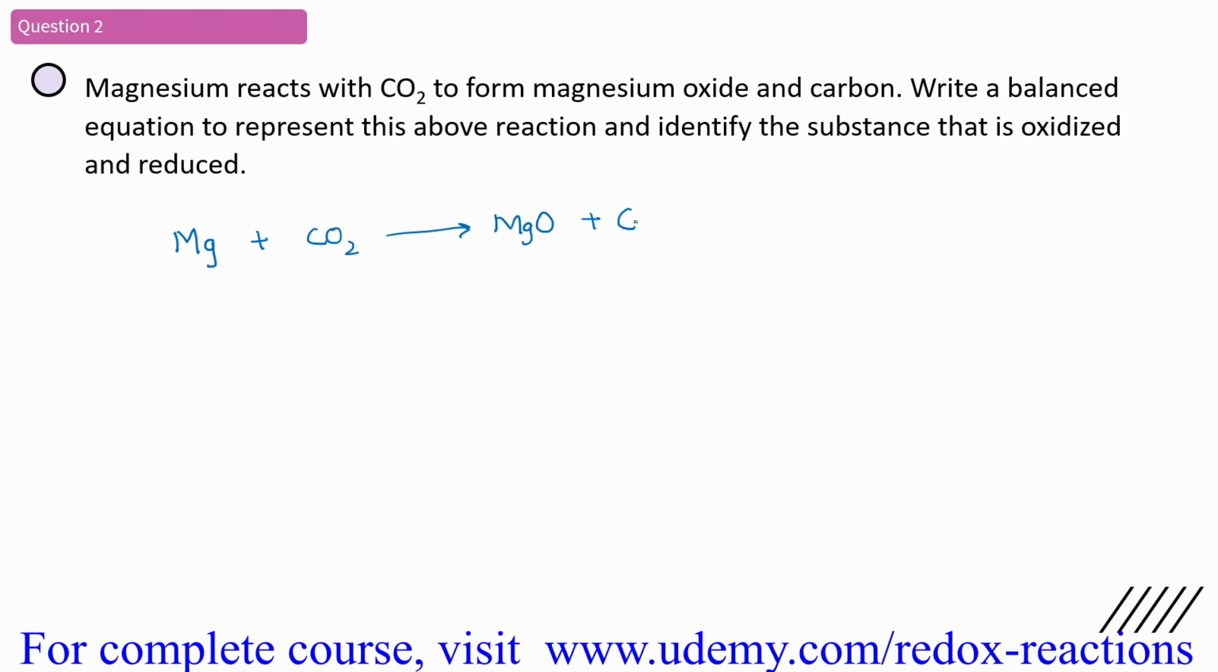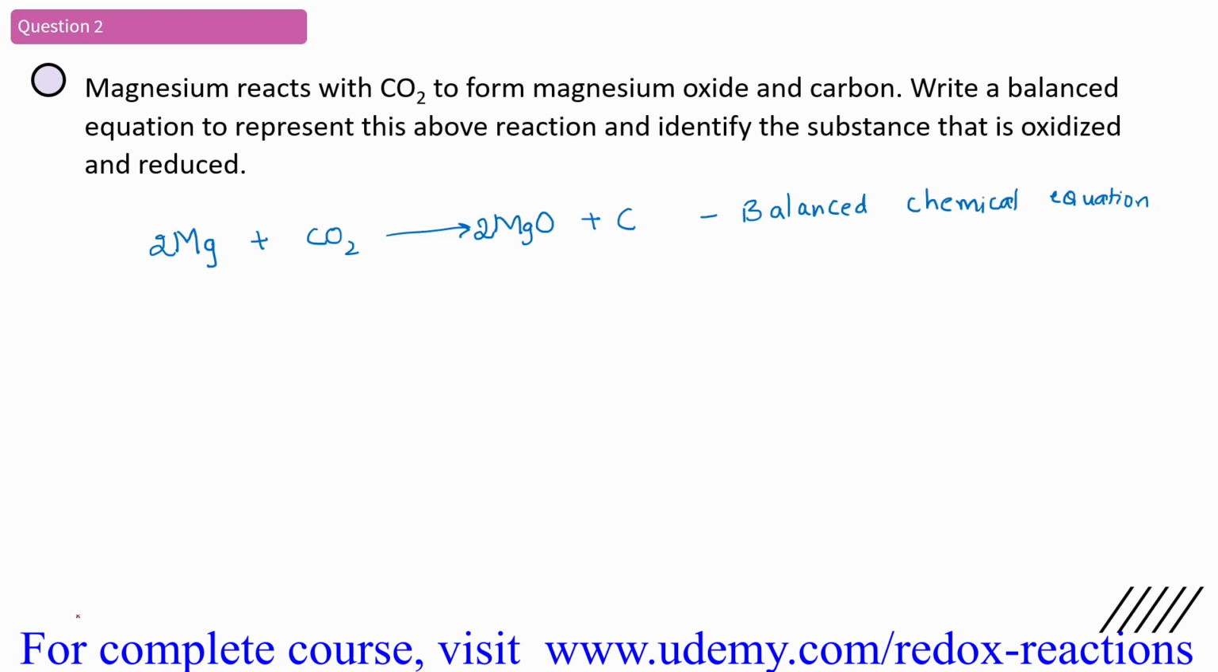If I need to balance this, we have 1 Mg here and 1 Mg here, but we have 2 oxygen atoms, so I need to make this 2 MgO, and hence I will write it as 2 Mg, and carbon is balanced. So this is the balanced chemical equation for the reaction.